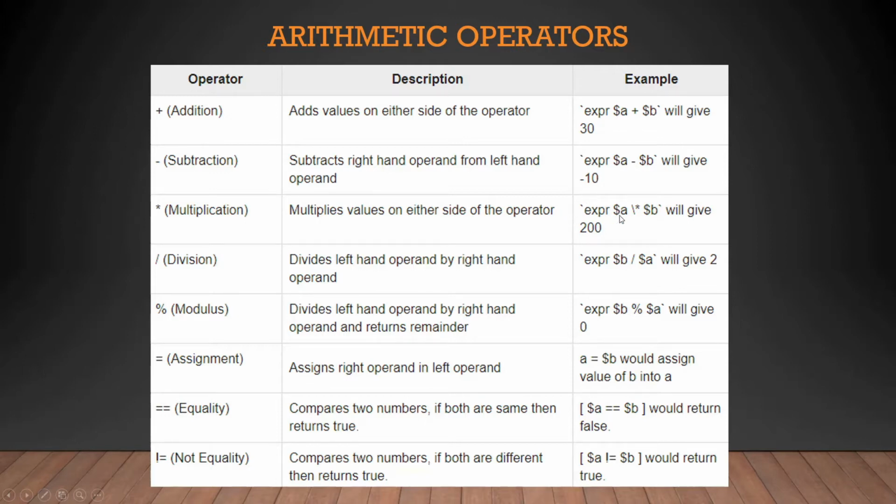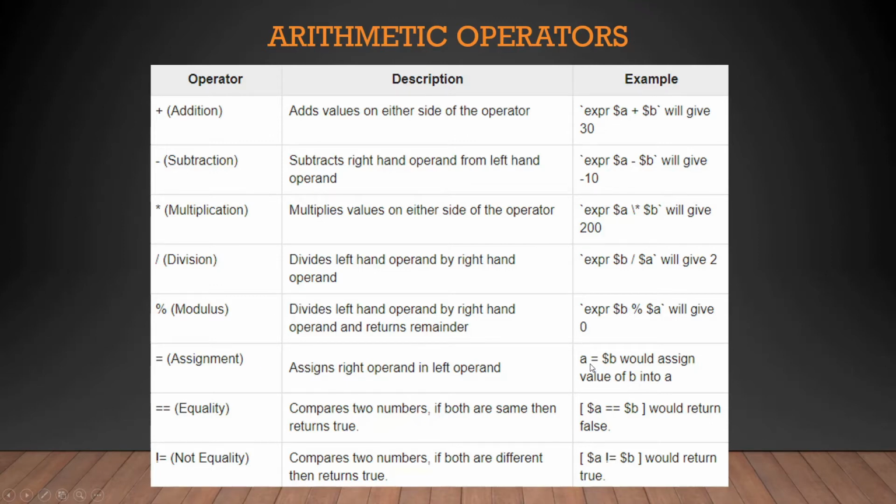Similarly, multiplication, $a asterisk $b, is 10 into 20, which is 200. Similarly, if you divide, $b, which is 20, divided by $a, which is 10, will give you 2. In case of modulus, 20 divided by 10 gives you 0 because there is a 0 remainder. Now, had it been b equal to 21, then it would have given 1 because 1 is the remainder.